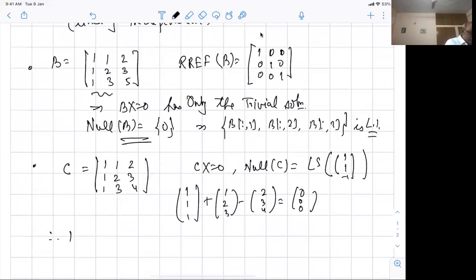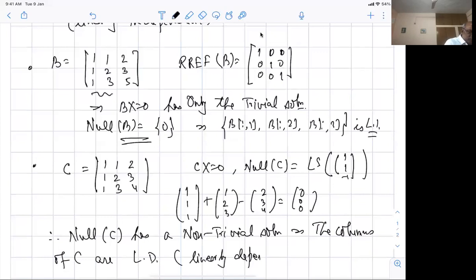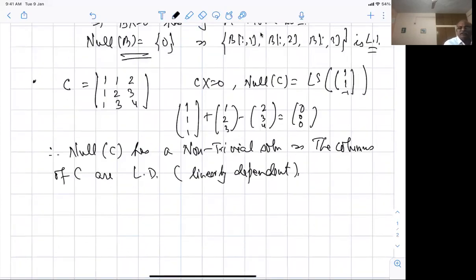Therefore, the null space of C has a non-trivial solution, which implies the columns of C are linearly dependent. Fine. So this is the idea as far as examples are concerned.